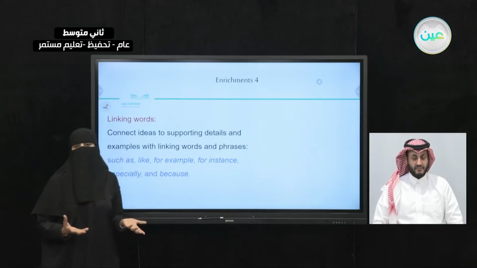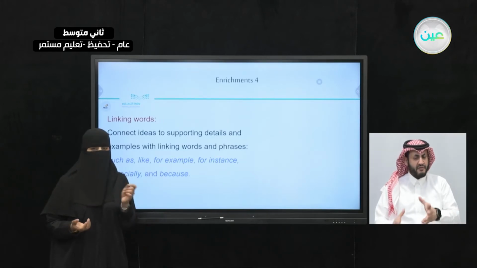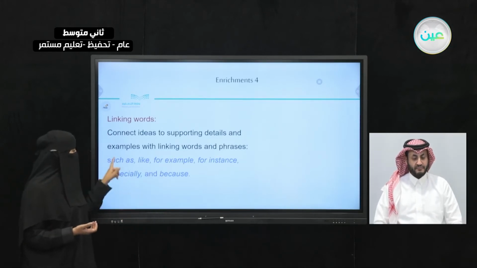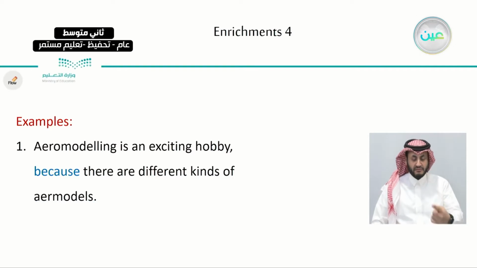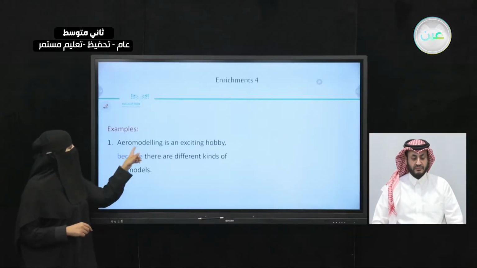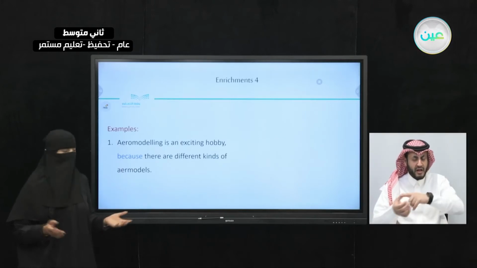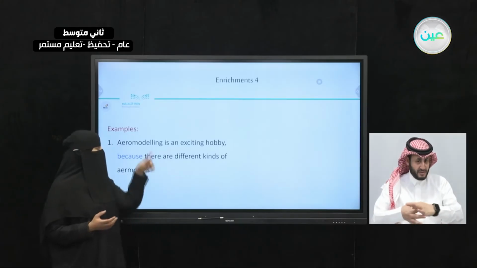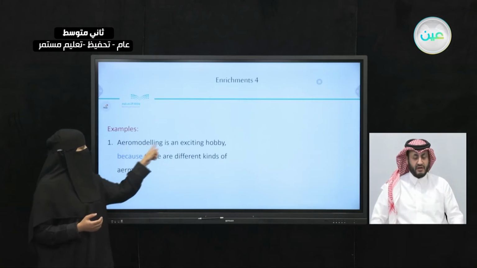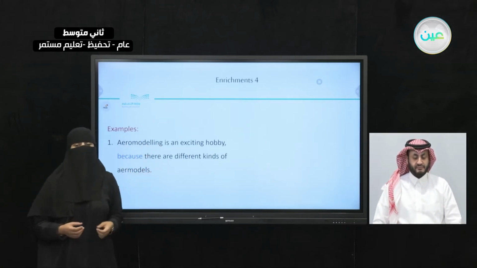Now, we want to use them here, but how are we going to use them, and are we going to use them correctly? So let's see. Here we have such as, like, for example, for instance, especially, and because. Can we use these words to connect ideas? Let's take a look. Here I have the first example for you. Air modeling is an exciting hobby, because there are different kinds of air models. Because there are different kinds of air models, this is a detail, right? We connect it to the main idea, which is air modeling is an exciting hobby, using the word because.